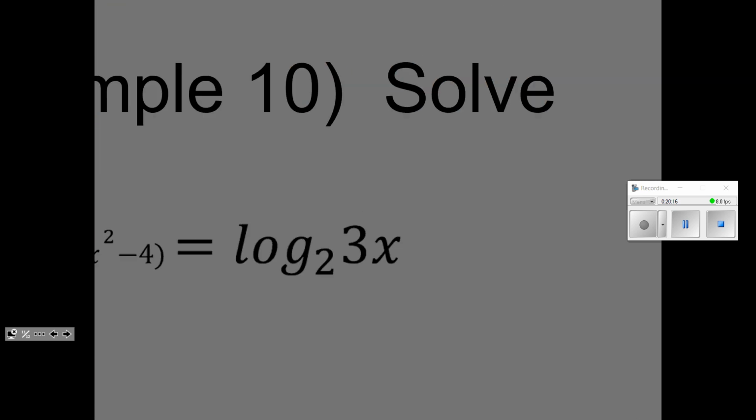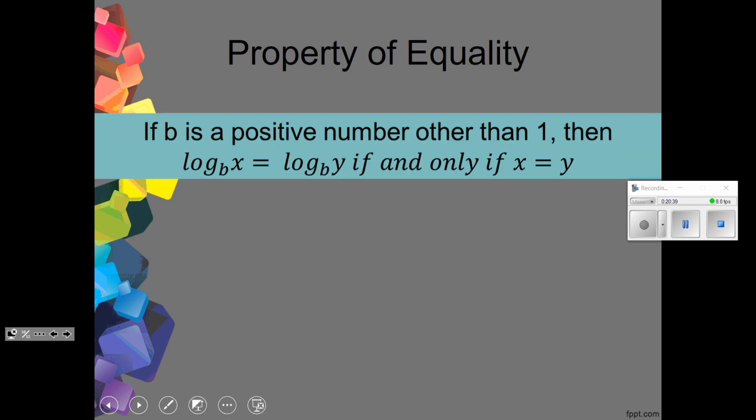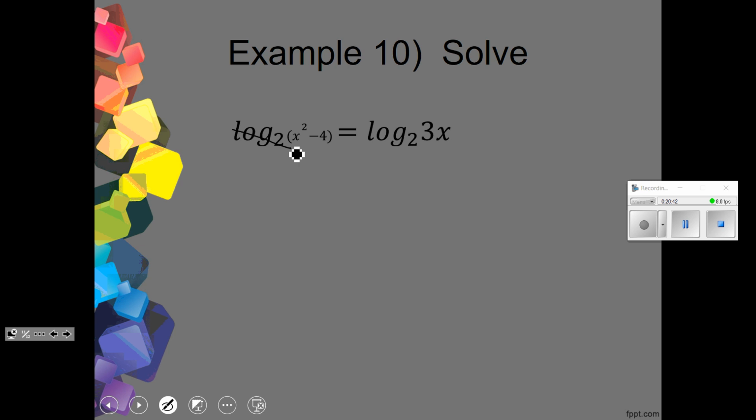Okay. So let's look at example 10. All right, do I have the same base? Yes? Log base 2. So we know that if the bases are the same, you can cancel out this part and this part and say what? X squared minus 4 would have to equal, in order for the whole thing to be equal, this outcome would have to equal this outcome. Do you understand that? Okay.